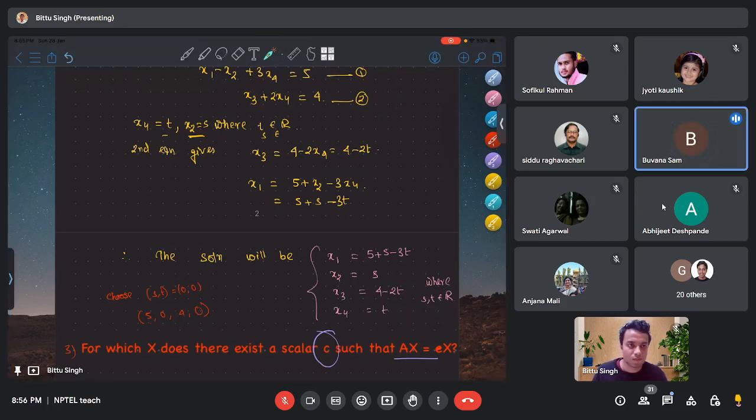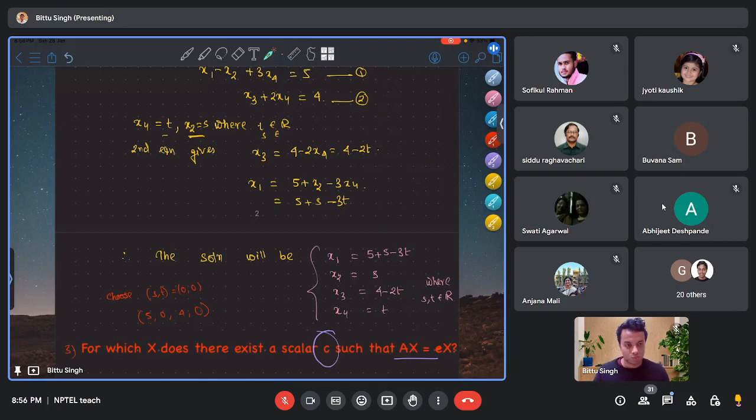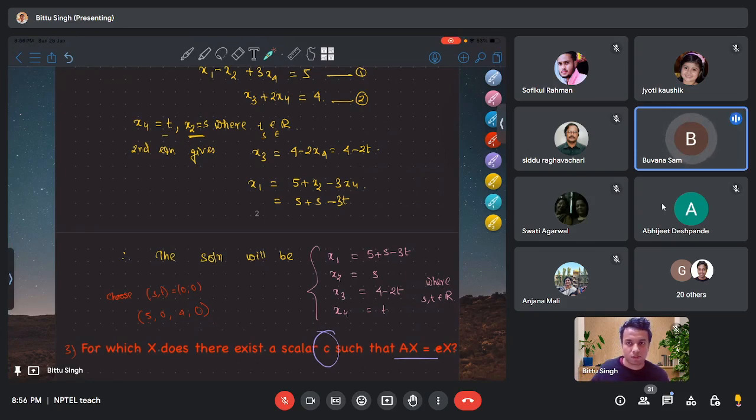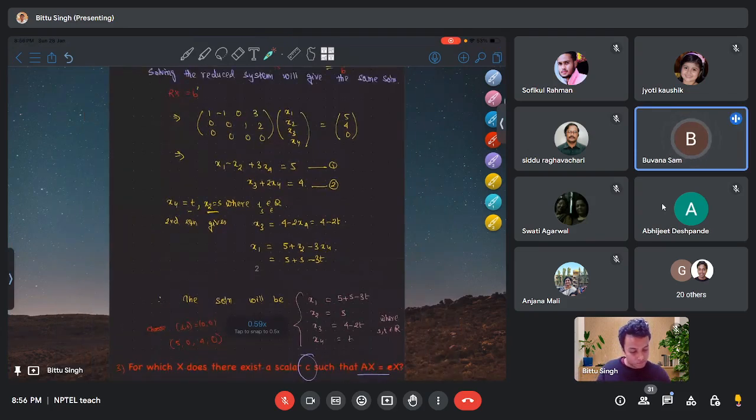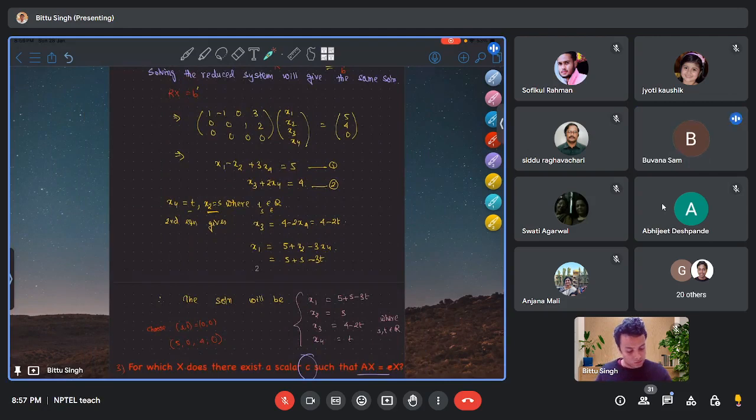Sir, only one doubt here. Why are we taking x4 as t and x2 as s? It is up to you. You can take anything, not even s and t. You can choose a, b, or anything. But why are we taking x4 and x2 here? Because they are the entries, right? Why have we chosen x4 and x2, not any other, that is x1, x3?